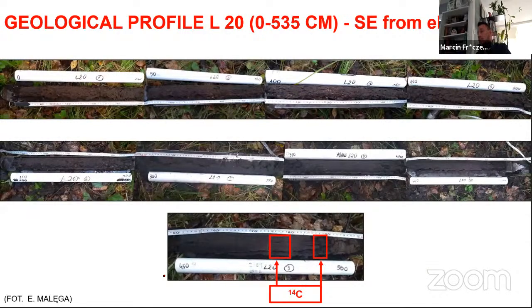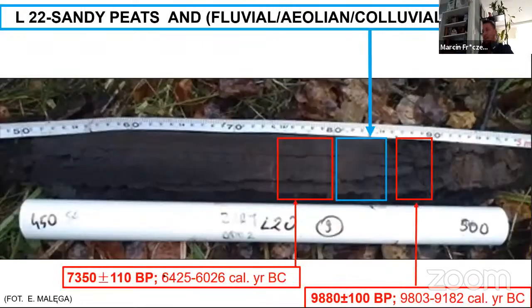And now let's go to the southeastern part. This borehole, profile L20, is much deeper than the previous one. Here we have more than 500 centimeters. I know that it's nothing compared to our colleagues who drill 30 meters, 50 meters, but it's enough for us, because we can say when the accumulation of peats in this area starts, and we date it to almost 10,000 years before present.